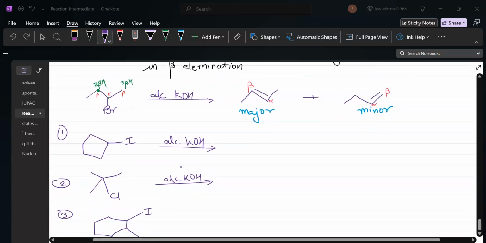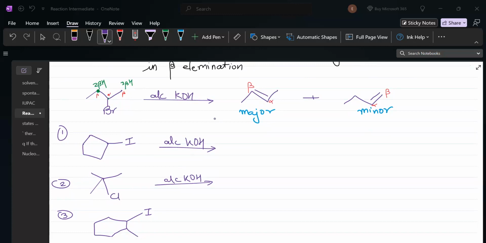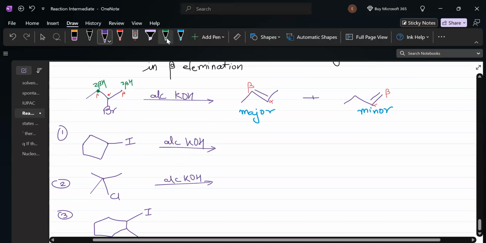Have you copied this example, major one and minor one? Yes, sir. So the major product is also called the Saytzeff product. This is called the Hofmann product.